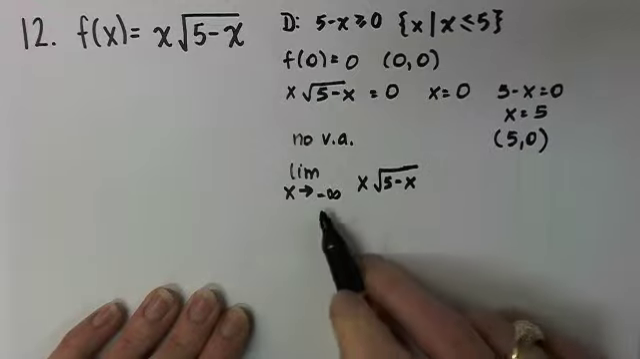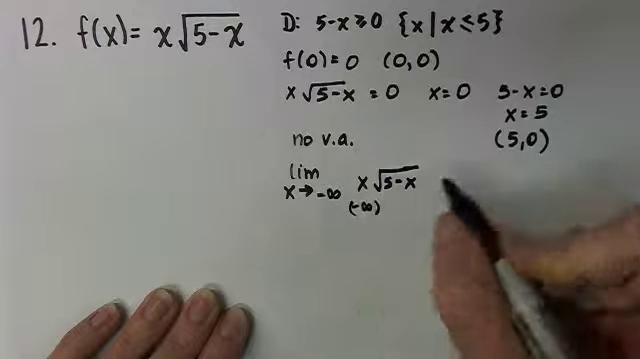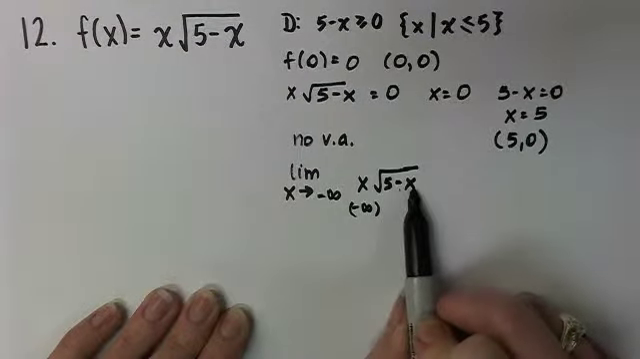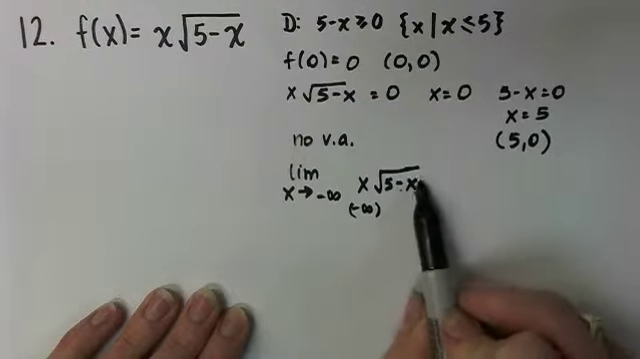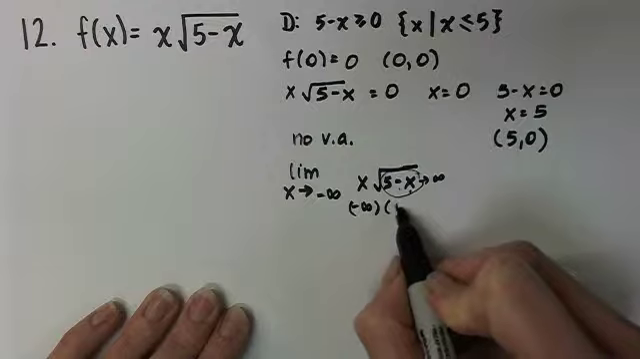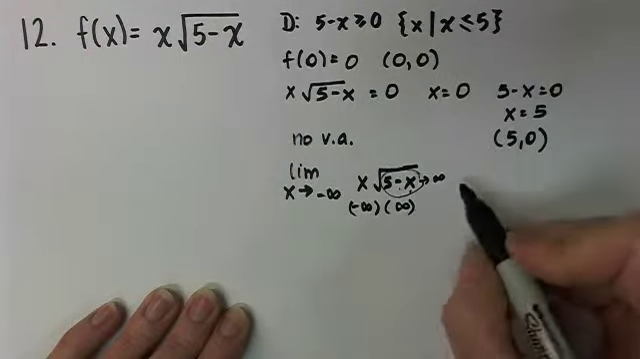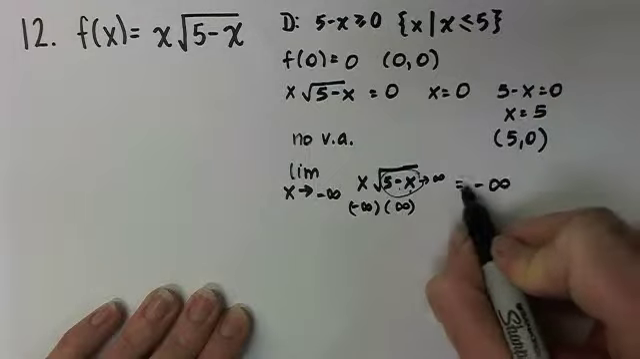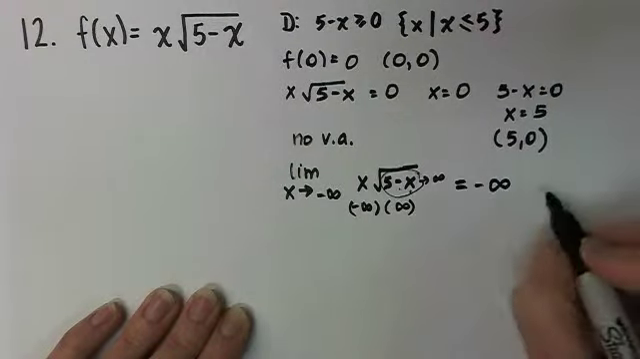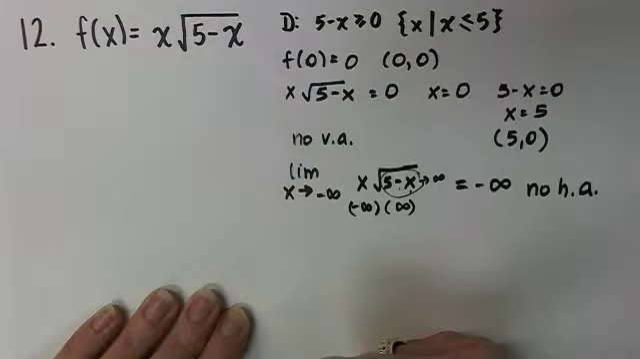Well, if x is going to negative infinity, then obviously the x here is negative infinity. And if x is a really, really big negative number, 5 minus a really huge negative number is 5 plus a huge number. So 5 minus x is going to infinity, and the square root of a huge number is a huge number. A huge negative number times a huge positive number is a huge negative number. So as x goes to negative infinity, the function is also going to negative infinity, which means, conclusion about horizontal asymptotes, we don't have any.